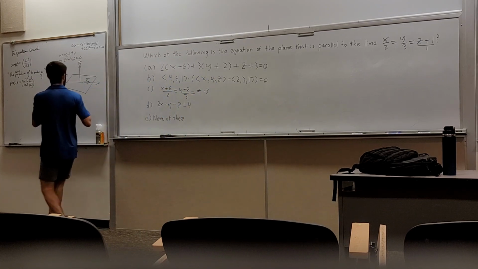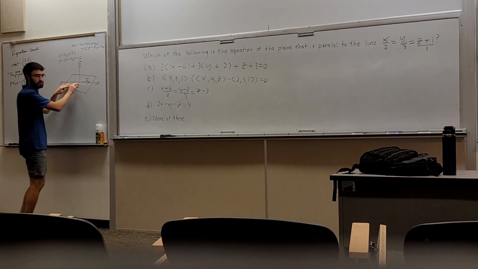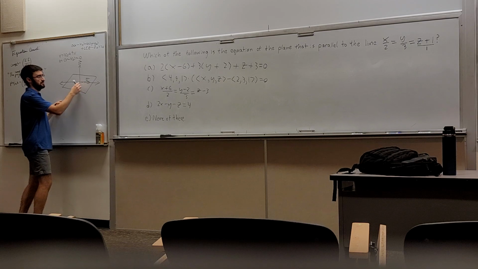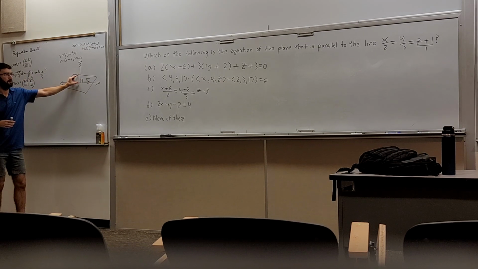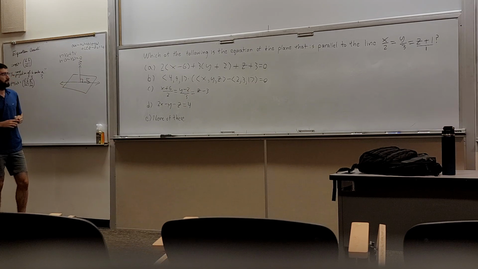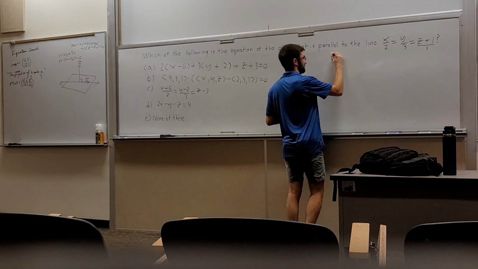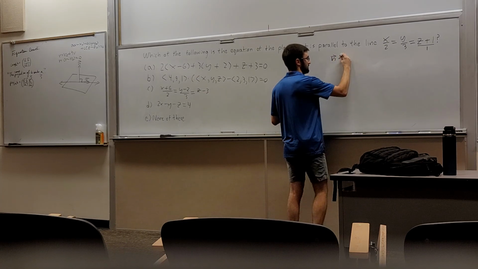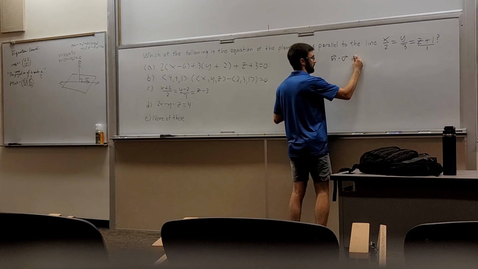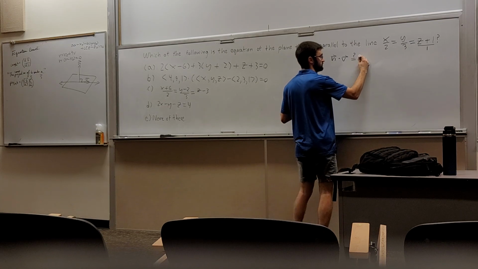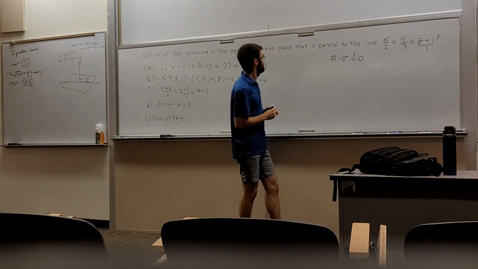And if this line in fact is parallel to the plane, that means that its directional vector will be orthogonal to the normal vector. So if we were to dot the two of them, we should get 0. Everyone sees that? Because the dot product is cosine of theta, which will be cosine of 90, which will be 0. So what we're going to do is take the normal vector for each of these planes and dot it with the directional vector v, and check to see if it's equal to 0. And if it is equal to 0, then that's the correct answer.